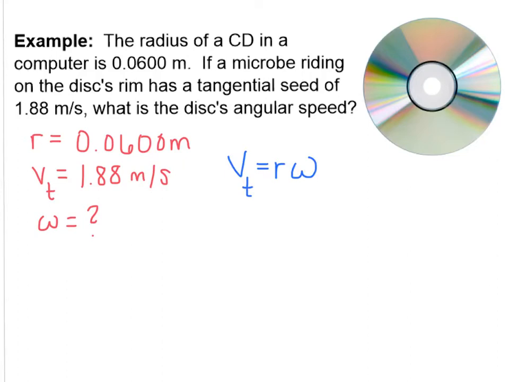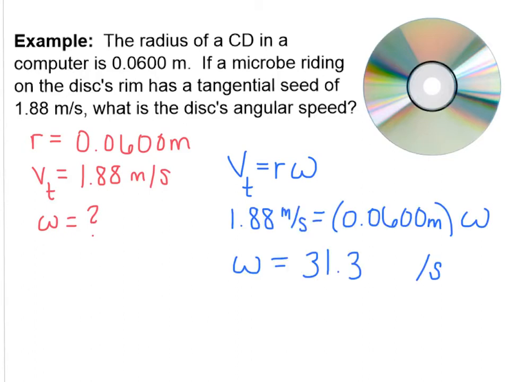I can use the equation for tangential speed that we just learned, and now I can plug values into that equation. And when I do the math, I will see that I get for omega 31.3 inverse seconds. It's actually radians. Remember, radians are a pure number. So it's 31.3 radians per second.